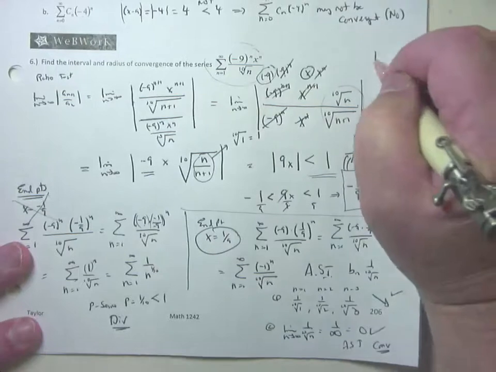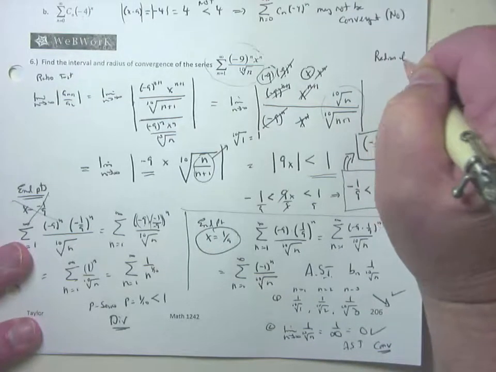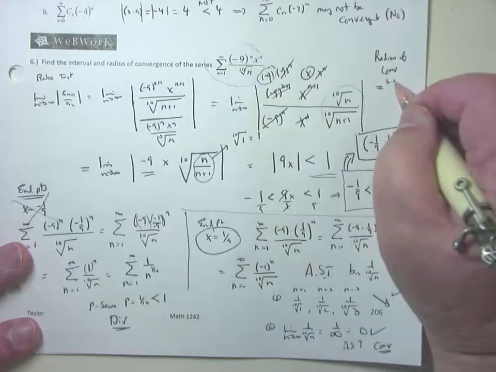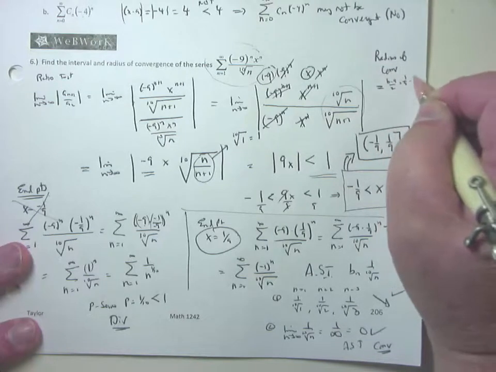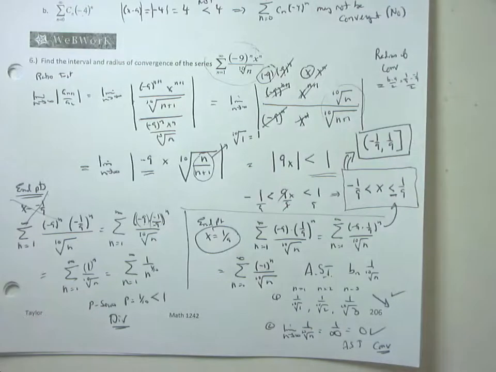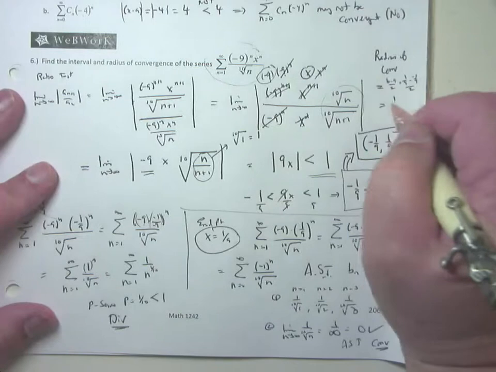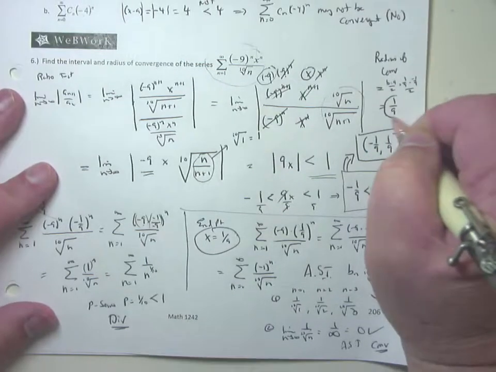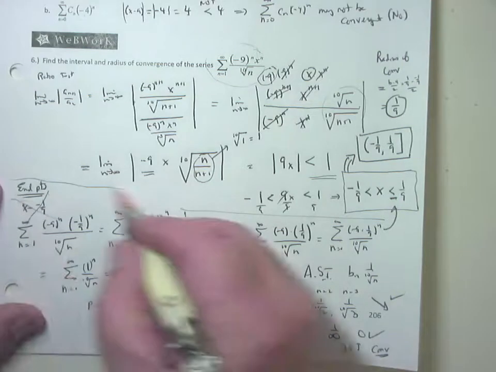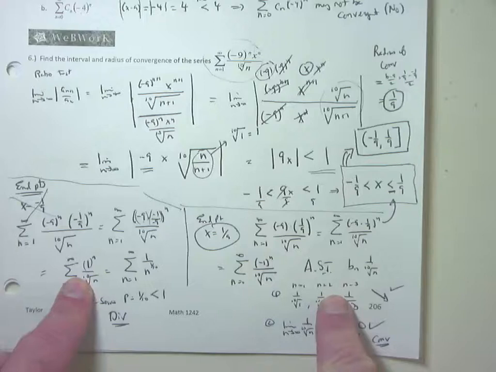And what about this radius of convergence? Well, it's b minus a divided by 2. That would be 1/9 minus negative 1/9 divided by 2. 1/9 plus 1/9 is 2/9, divided by 2 is 1/9. My radius of convergence is 1/9. Does that make sense? Ratio test is the key to this stuff, and this is the work you have to show. And then at the end, you've got to test your endpoints.